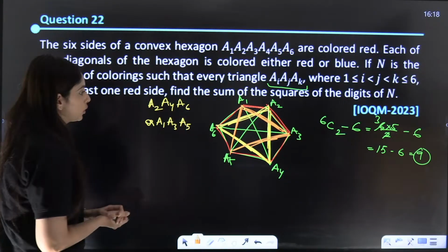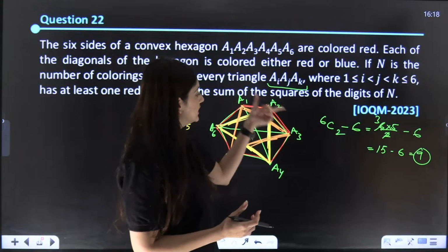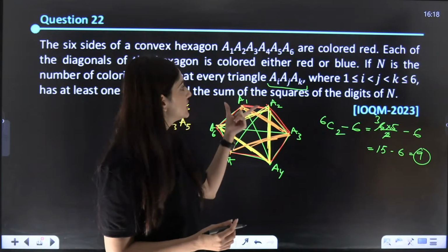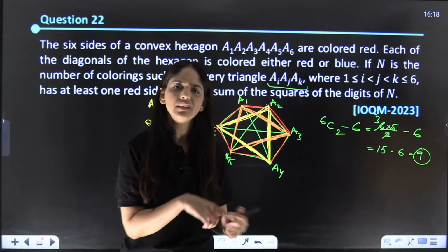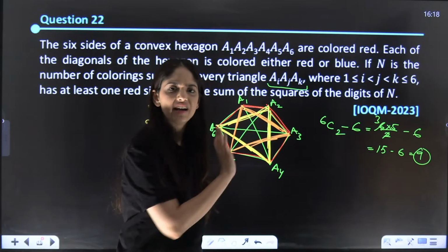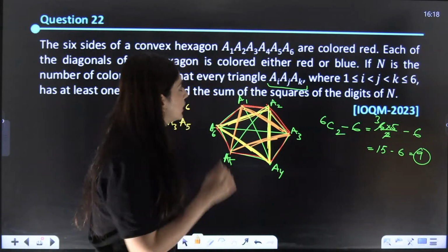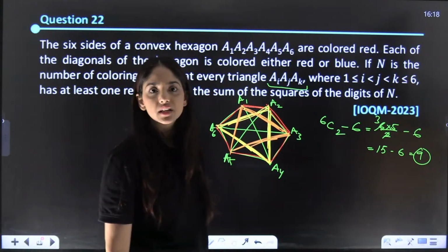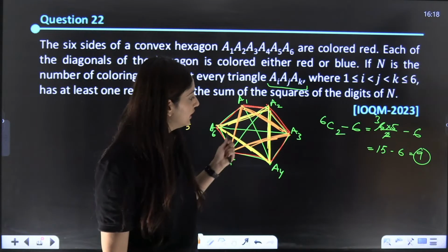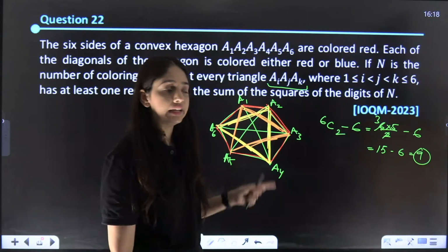Now, the question is that we have 6 sides, right? It's a hexagon, it's a convex hexagon, but what is the condition? That it's not necessarily regular. It's a random general hexagon. Now we have colored each side of this hexagon as red, right? Now we have to color the remaining 9 diagonals.